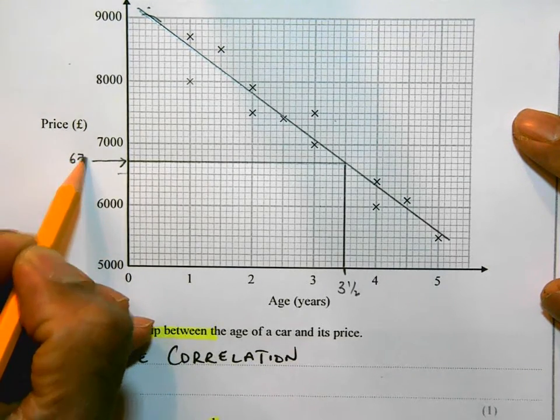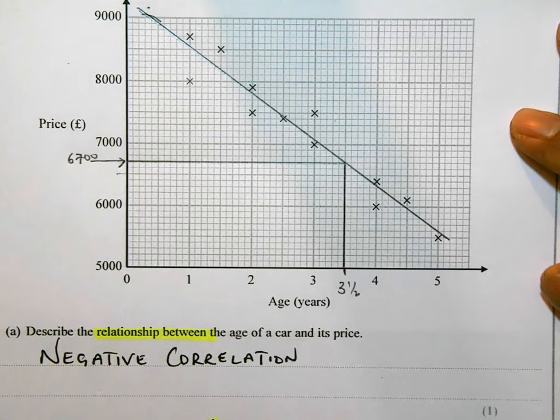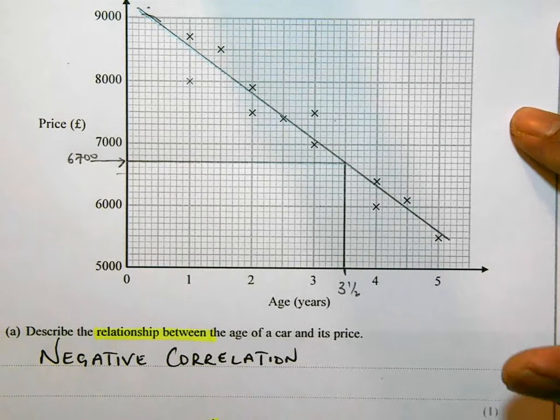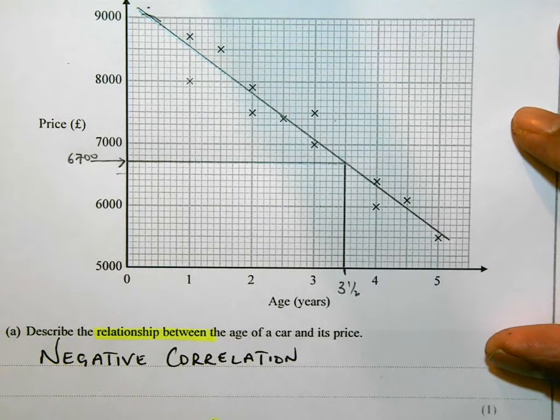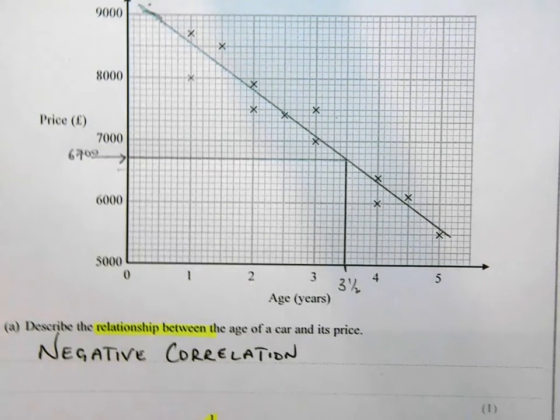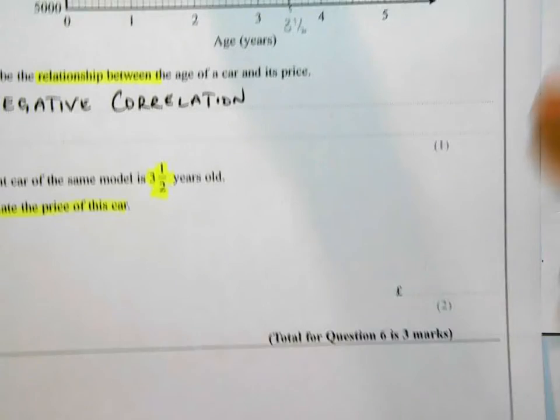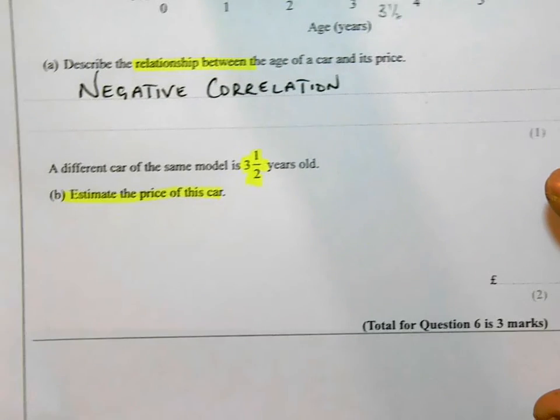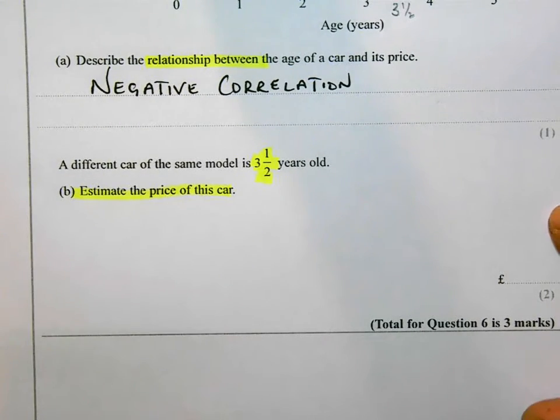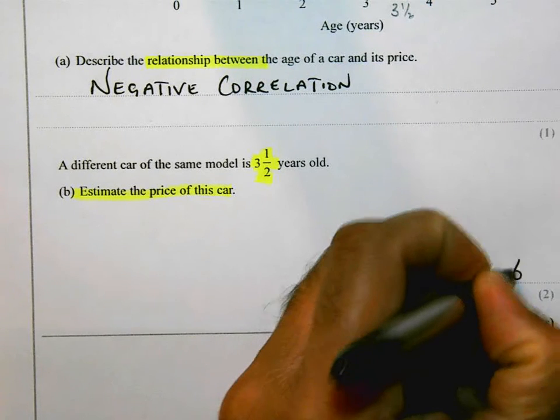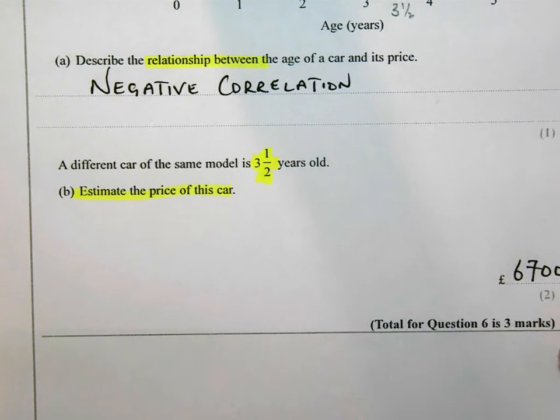This is going to be 60,700. Okay, now with a scatter graph, you get a range of answers. I believe according to the mark scheme, they accepted anything from 6,400 to 7,000. My answer there is in a good space, so I'm going to write that in to my answer space for part B, 6,700. And that should be able to get me full marks for this whole question.